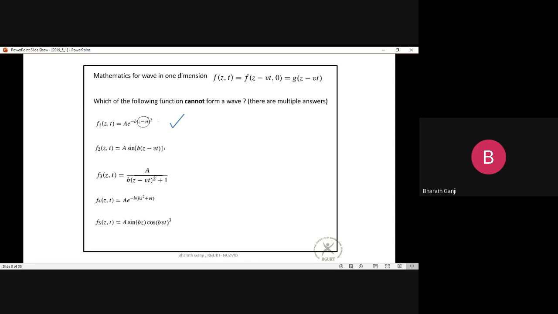Okay, so second the function అంటే yes it is. Third కూడా it is a function of z minus vt. Fourth is it a function of z minus vt? ఏంటన్నా, can we write it as a function of z minus vt?